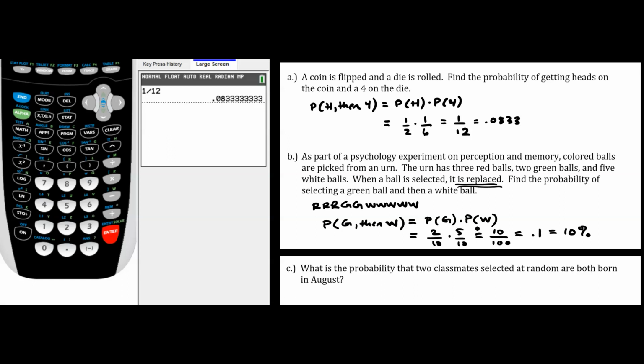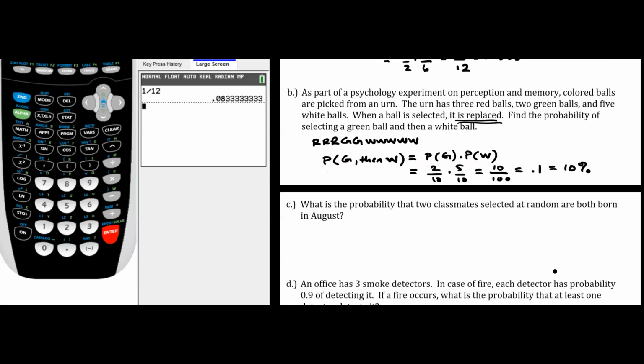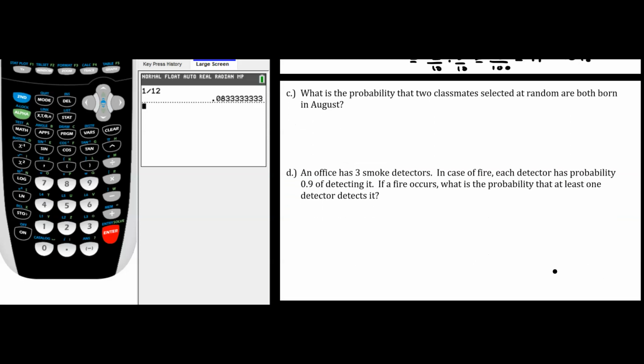But again, going back to what we saw before, whether you have independent events or dependent events, it doesn't matter what your notation looks like. The theme is still the same. To find the probability of a sequence of events, you take the product of the probabilities. All right, let's take a look at a couple more here.